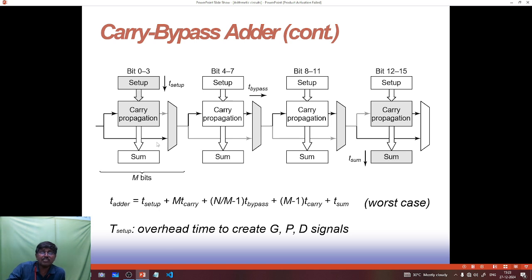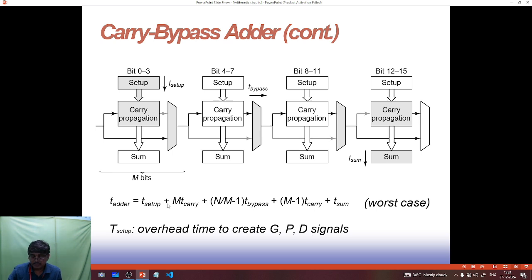This carry bypass adder will segregate. If it is 0, the carry process operation will happen. Suppose it is 1, it will be skipped and processed to the next carry propagation. Like that it will be skipped. Finally we get the final carry output, and the sum will be processed proportionately. So T adder is equal to T setup plus M T carry plus (N/M - 1) T bypass plus (M - 1) T carry plus T sum, worst case. Setup time is the overhead time to create the G, P, D signals.